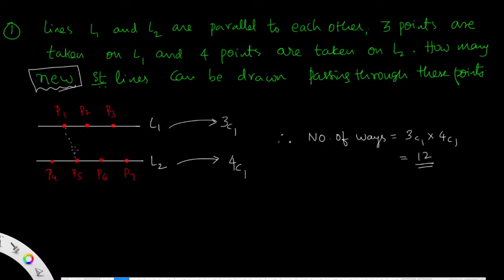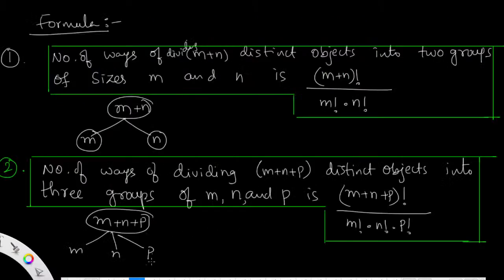That is possible if, out of 3, we select 1 point on L1, then that is the case as 3C1. And then, out of 4 points we select 1 point on L2, which can be done in 4C1 ways. Therefore total ways equal to 12. That's all. This is the simple question.